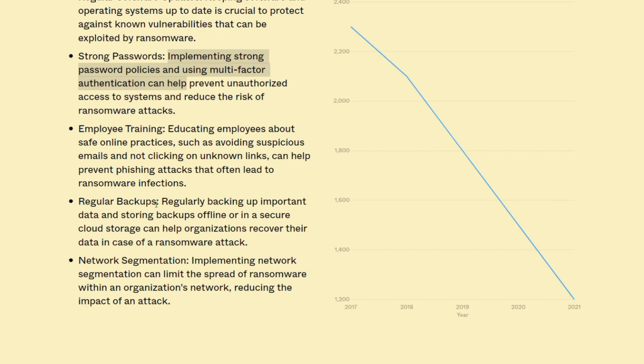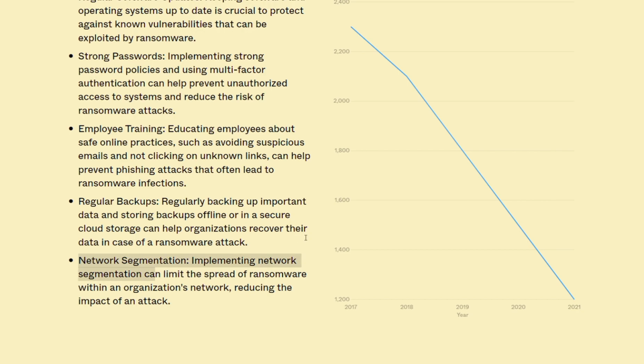The next, regular backups. Regularly backing up important data and storing backups offline or in secure cloud storage can help organizations recover their data in case of a ransomware attack. So here they suggest regularly backing up important data and storing it offline, like on a hard disk, or in cloud storage.